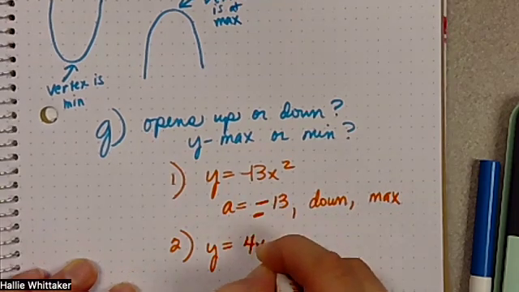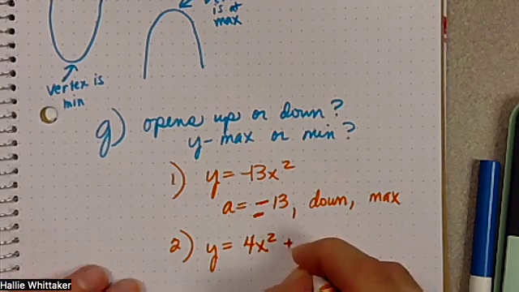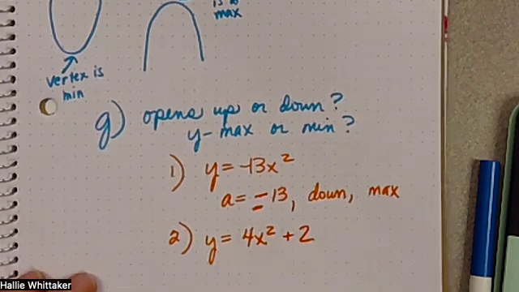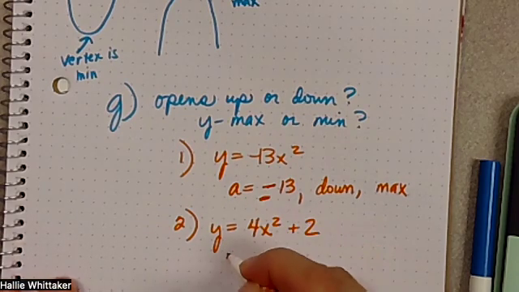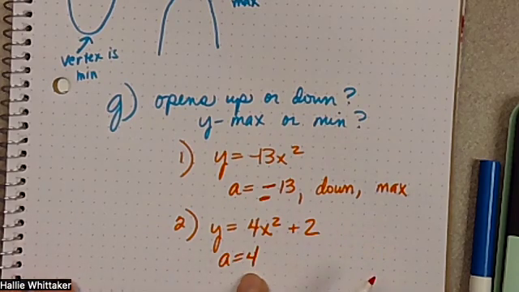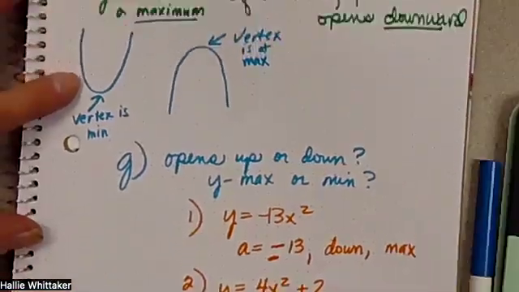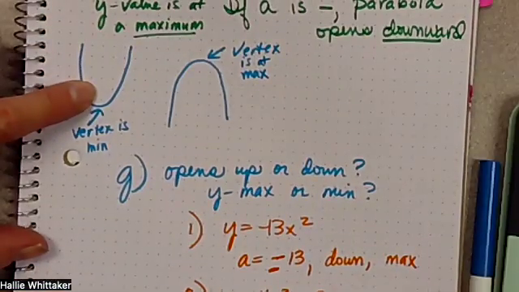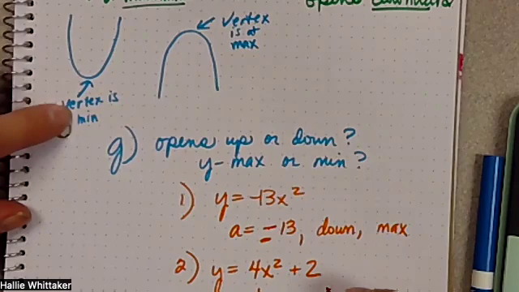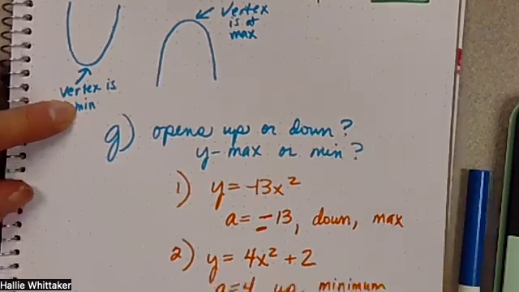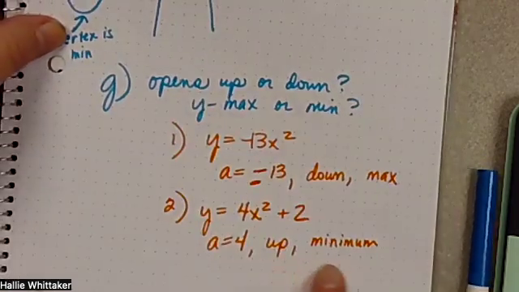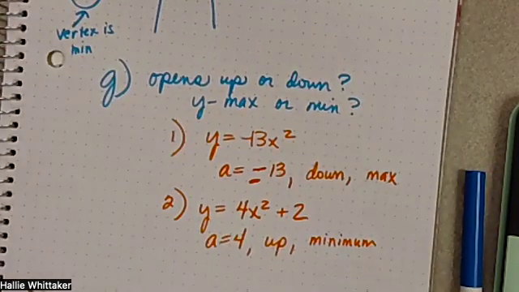Y equals 4x². And if they throw anything extra on, don't let it intimidate you. Look at this. What is the A value? The A value is a +4. So you all know that means it opens up, and the Y value or the vertex is a minimum. So somehow, some way, convey that information to me and you'll be A-okay. Okay.